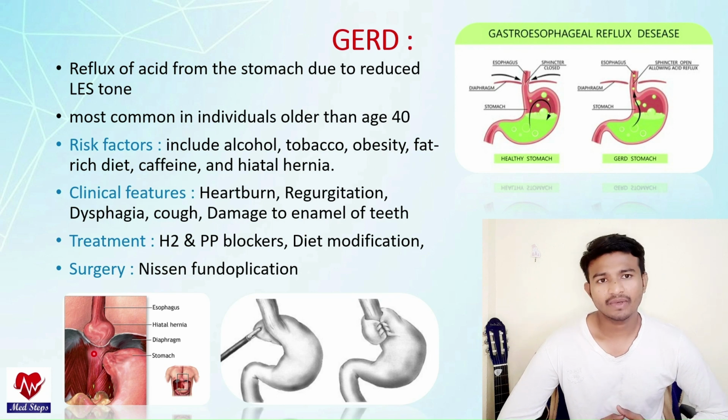So for treatment purposes, we have to suggest diet modification and histamine blockers. Histamine blockers are drugs that block parietal cells from producing hydrochloric acid. What drugs come under histamine blockers? Cimetidine, ranitidine, nizatidine, famotidine come under histamine blockers, and proton pump inhibitors.